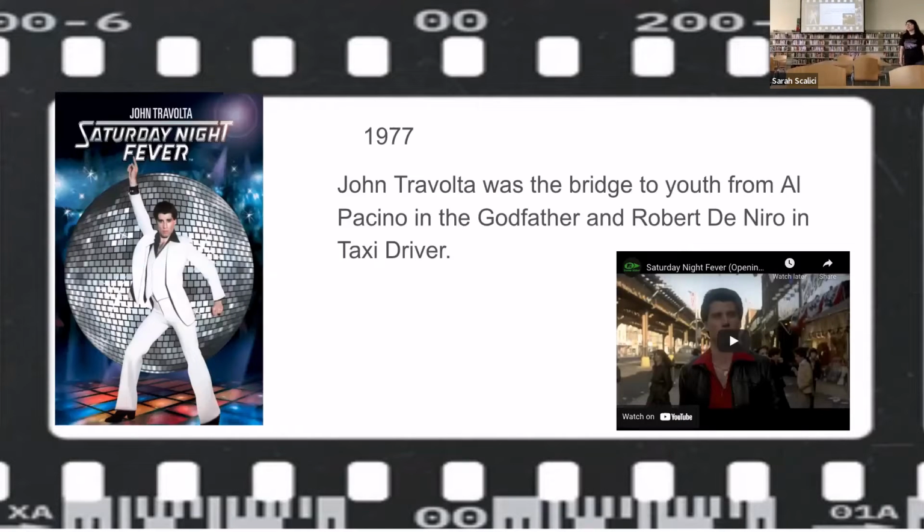In 1977, John Travolta was, you probably don't know who he is. John Travolta was the bridge to youth, from Al Pacino to Robert De Niro in Taxi Driver.